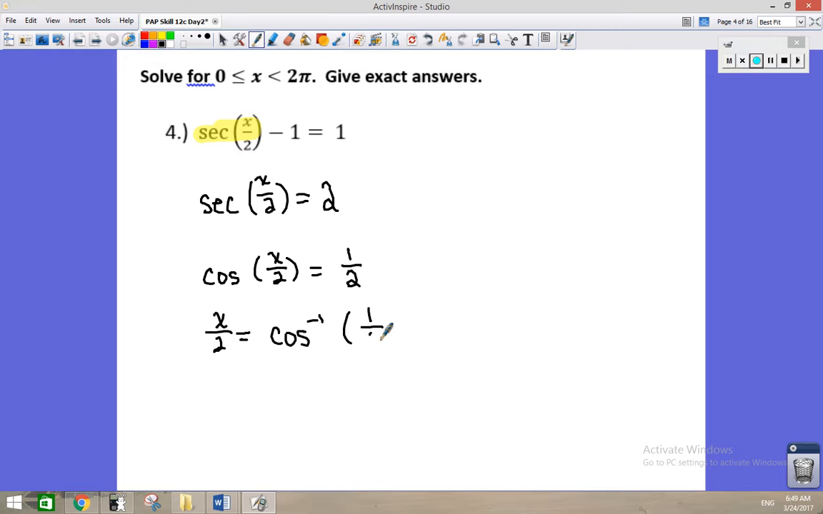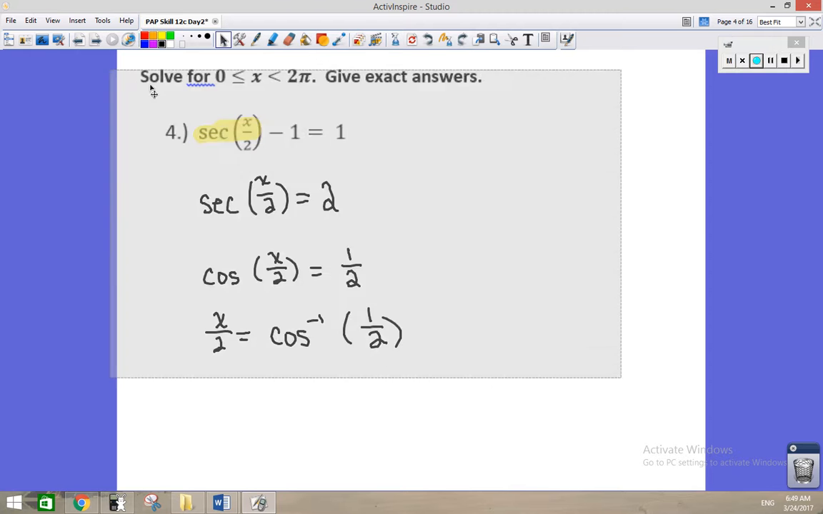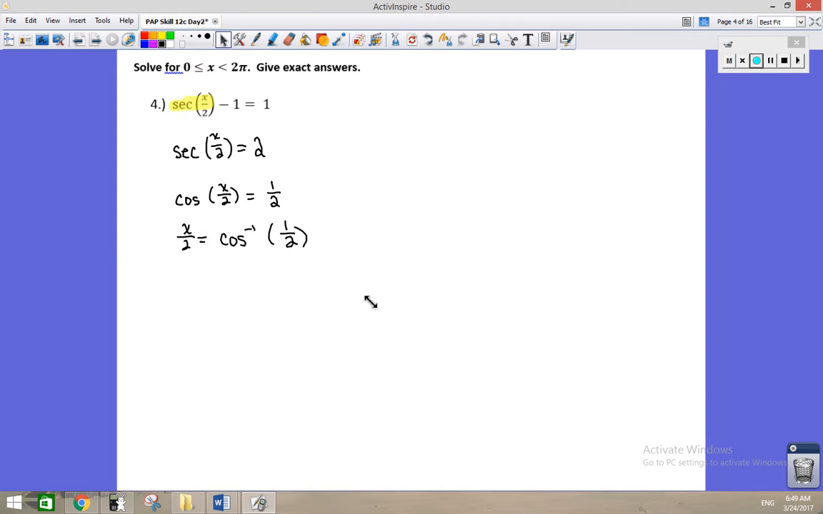When we're looking for cosine on the unit circle, we're going to look at the x-coordinate, and the x-coordinate will be positive in quadrants 1 and 4. You'll find that x over 2 could be pi over 3, or that this x over 2 could be 5 pi over 3.